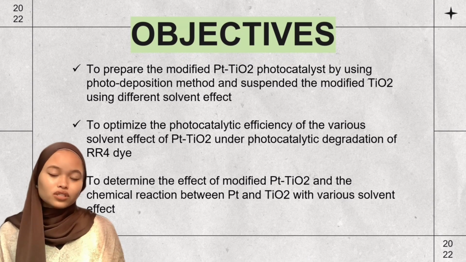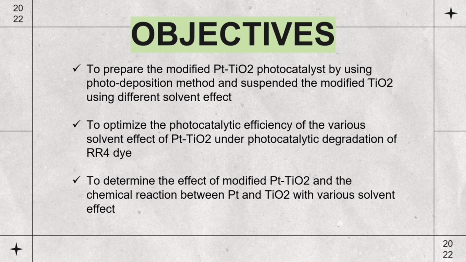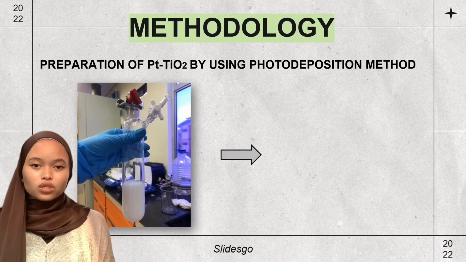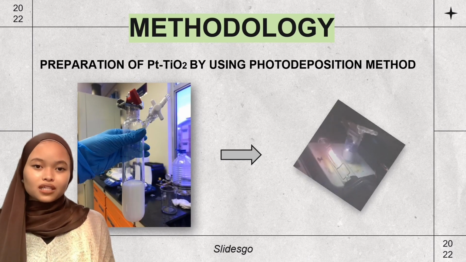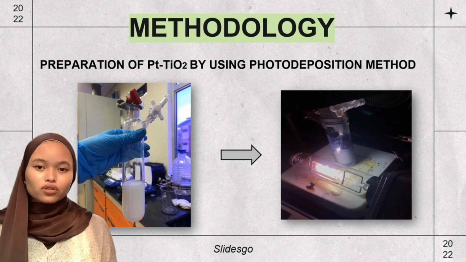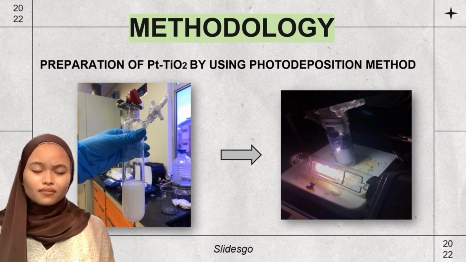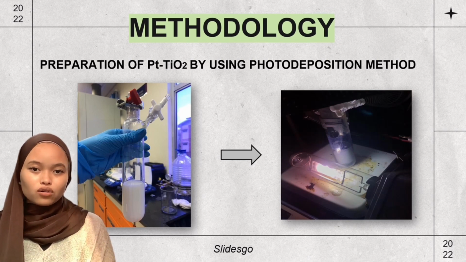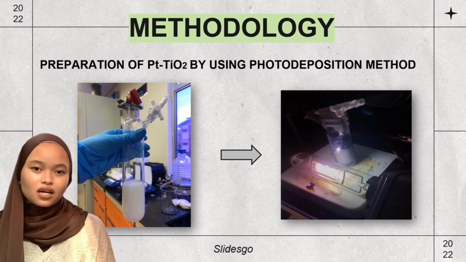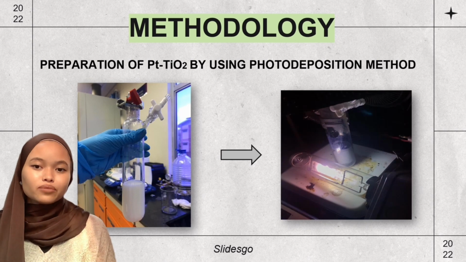Now, let's move to the methodology. Firstly, we have to prepare the platinum TiO2 by using the photodeposition method. To prepare the platinum TiO2, photodeposition was carried out by using 0.25 g titanium dioxide mixed with isopropyl alcohol, distilled water, and hexachloroplatinic acid hydrate used as platinum precursor.